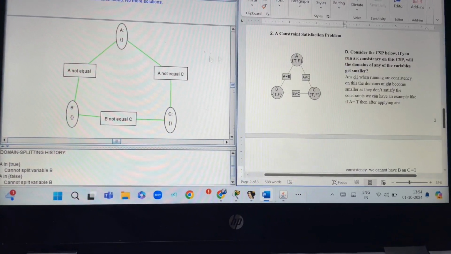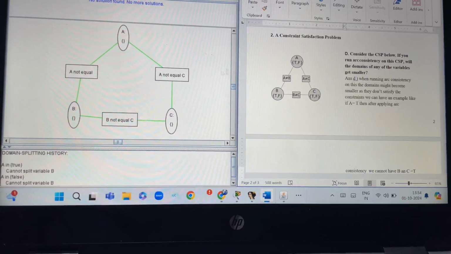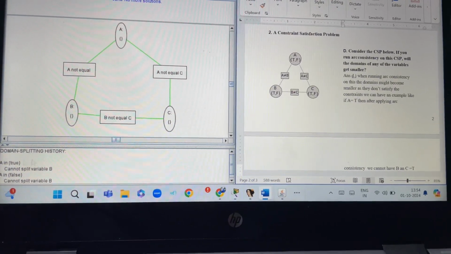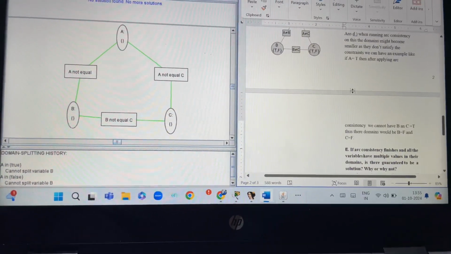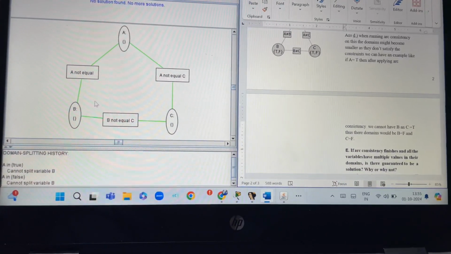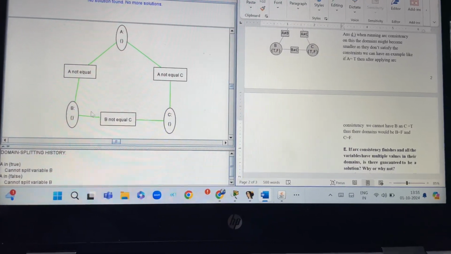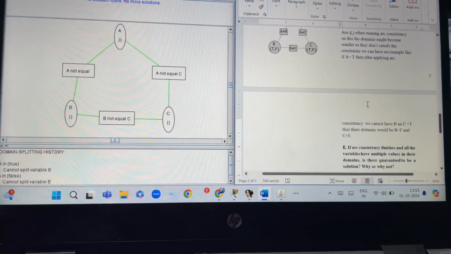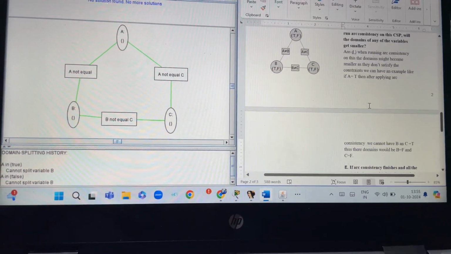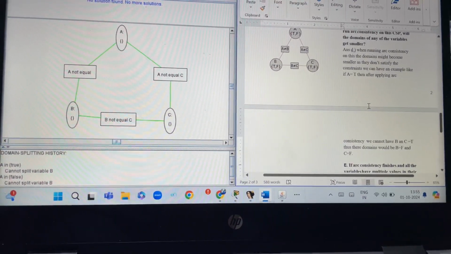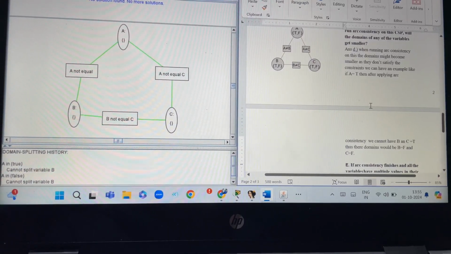For example, if I take A to be true, where I took it here, it won't further split because the value of B would be taken as false, and similarly the value of C would be false. So therefore it doesn't satisfy the constraint. We have an example.